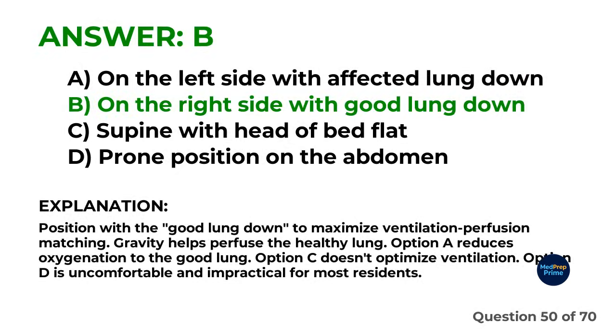Correct answer, B. Position with the good lung down to maximize ventilation perfusion matching. Gravity helps perfuse the healthy lung. Option A reduces oxygenation to the good lung. Option C doesn't optimize ventilation. Option D is uncomfortable and impractical for most residents.